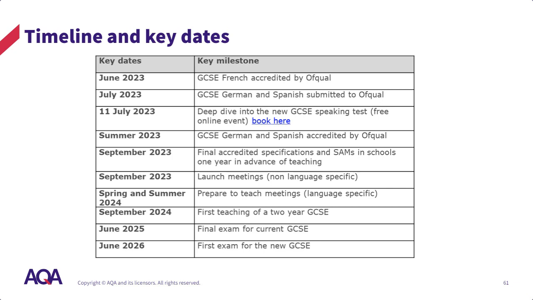The final accredited specifications and specimen papers for all 3 languages will be available in schools in September 2023, 1 year in advance of teaching. I mentioned our launch meetings taking place in the autumn term and the Prepare to Teach meetings taking place in spring and summer 2024. September 2024 is the first teaching of a 2-year GCSE, June 2025 the final exam for the current GCSE, and June 2026 is the first exam of the new GCSE.